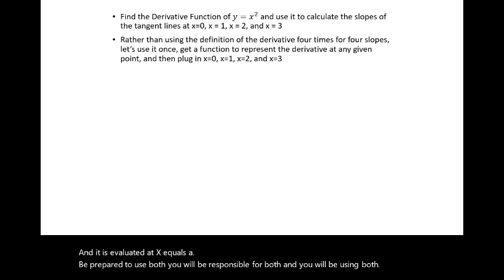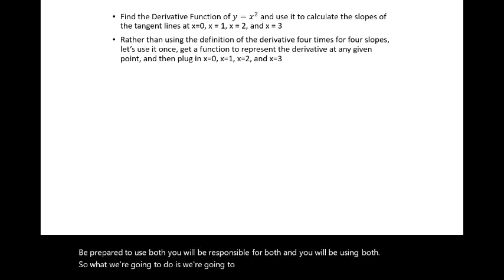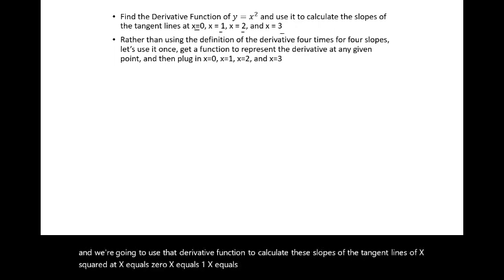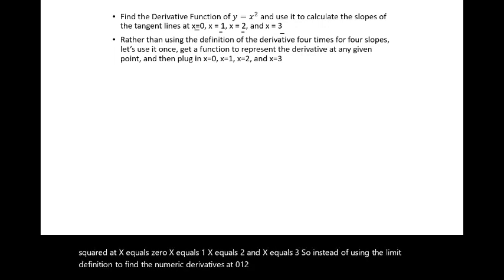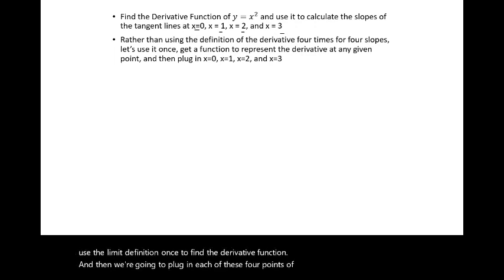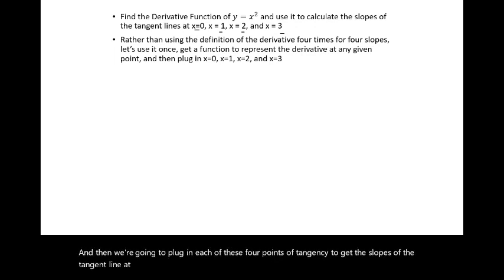So what we're going to do is we are going to find the derivative function of y equals x squared. And we're going to use that derivative function to calculate the slopes of the tangent lines of x squared at x equals 0, x equals 1, x equals 2, and x equals 3. So instead of using the limit definition to find the numeric derivatives at 0, 1, 2, and 3, we're going to use the limit definition once to find the derivative function, and then we're going to plug in each of these 4 points of tangency to get the slopes of the tangent line at all 4 of these points.